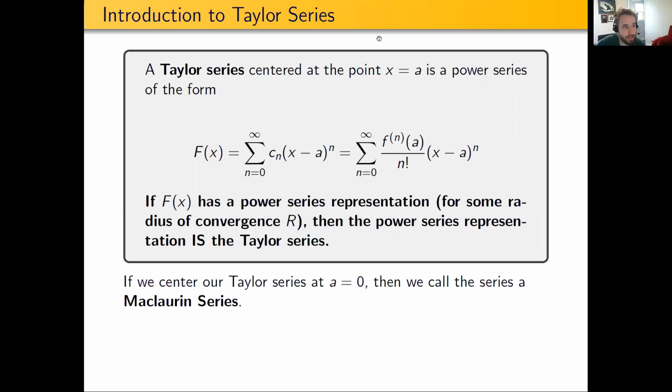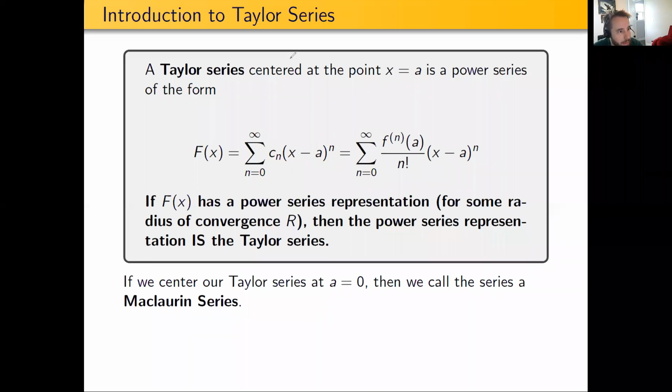A Taylor series centered at the point x equals a is a power series that has a very particular form. So as a reminder, every power series had this form right here: the sum as n goes from 0 to infinity of some coefficient, c sub n, times (x minus a) to the n. A Taylor series is a particular power series where the c sub n has a very special form.